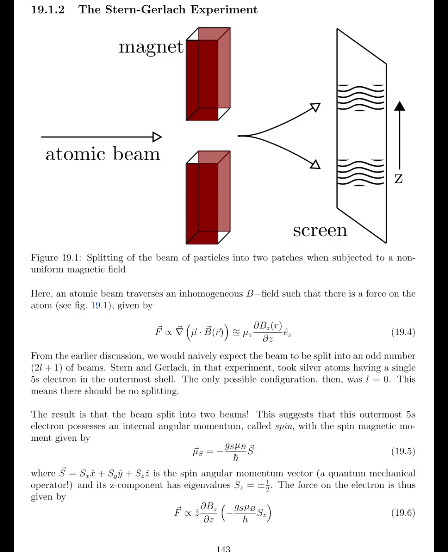So then what's happening? They realize, wait a moment. That means there must be some other source of angular momentum as well. Because if it was the orbital angular momentum, this beam wouldn't have split. So this itself is an extremely striking demonstration for the existence of spin.